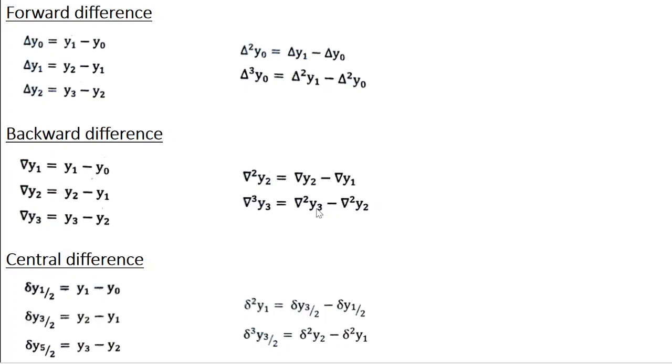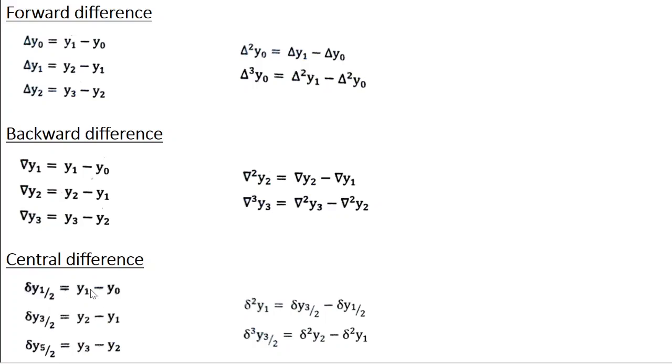Same way, del square y3 minus del square y2. Once again, del square y3 is the backward term, corresponding subscript will come here. So del cube y3 equal to del square y3 minus del square y2. Moving on to central difference, once again the definition is exactly the same, only difference is in the notation. The central difference operator is small delta, so y1 minus y0 equal to small delta y.